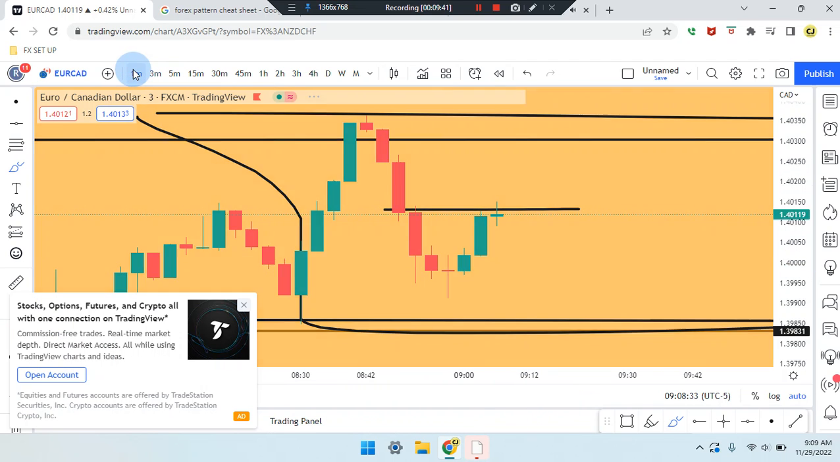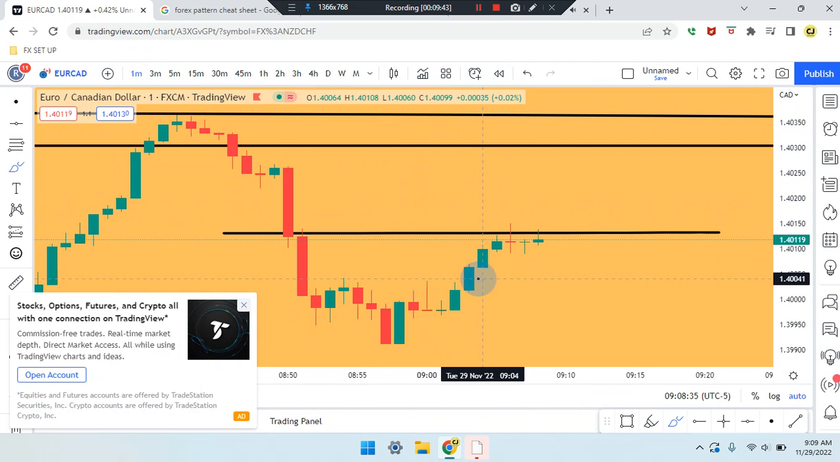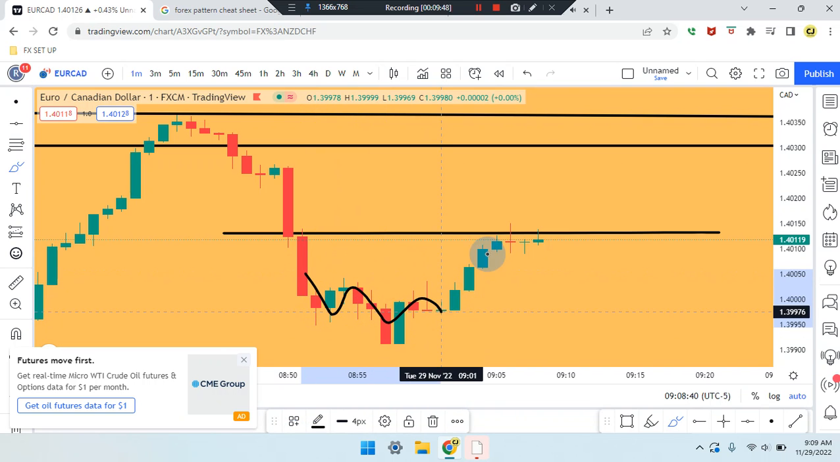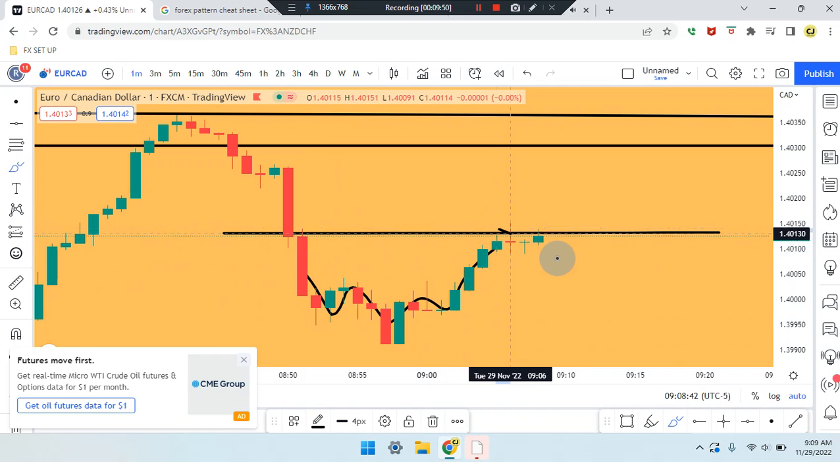Head down to the 1 minute. So we have a head and shoulders pattern, left shoulder, head, right shoulder, or a triple bottom. The market pushed up and came back to retest multiple times, and we're still looking for the breakout of the SR line.